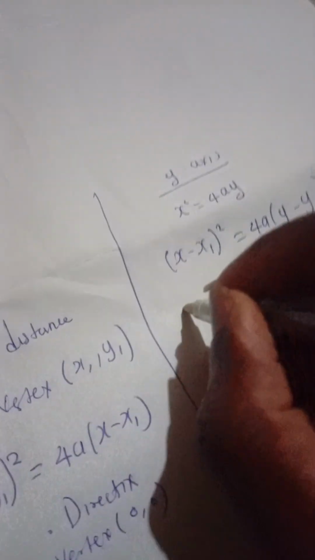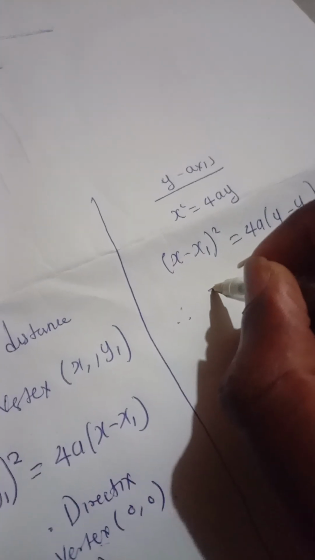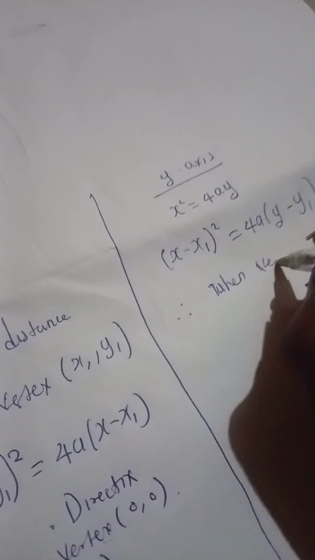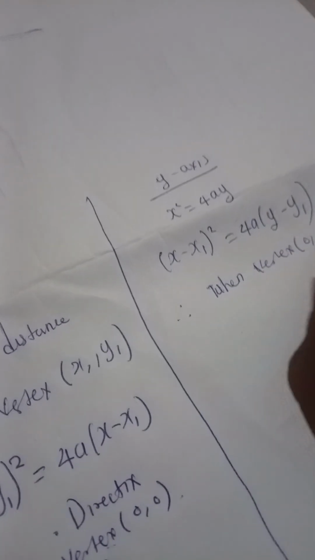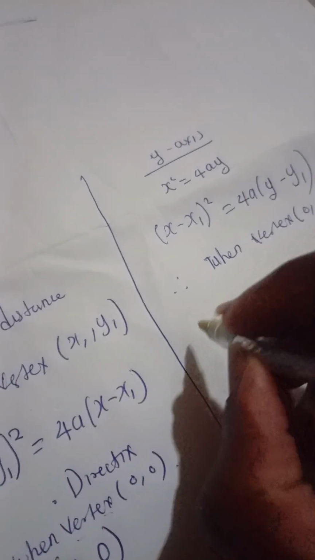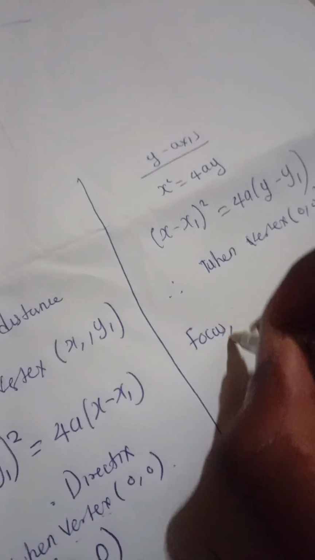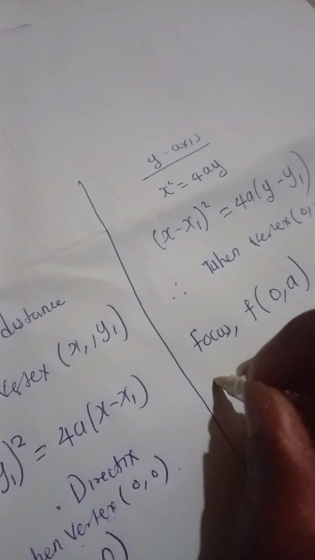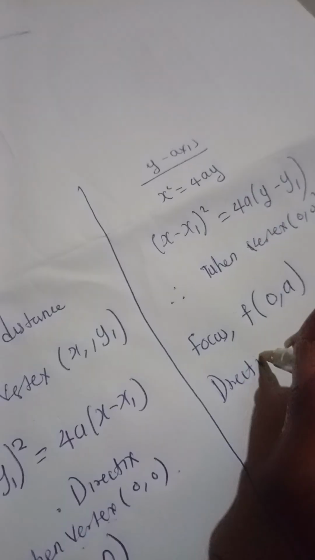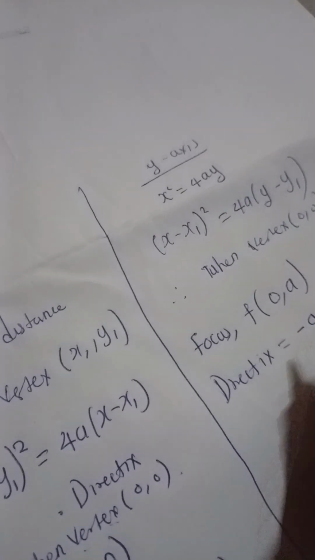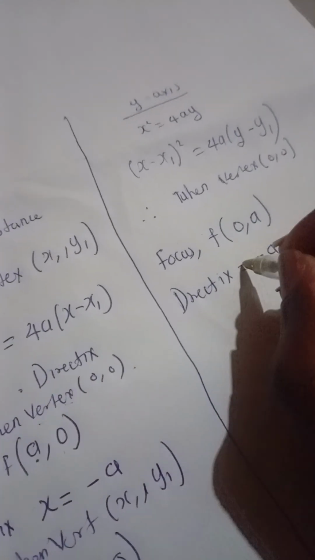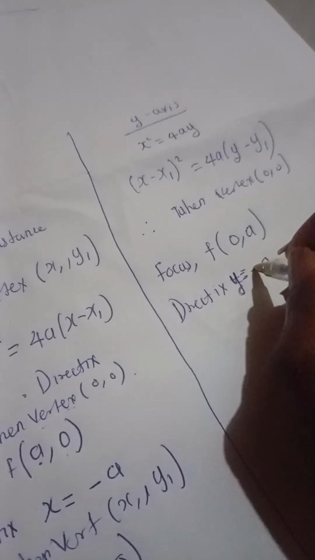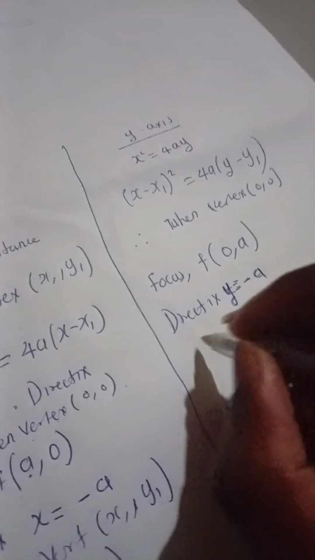Let's go over here. The focus when the vertex is (0, 0), you will have focus F (0, a), and the directrix is still minus a. This now will be y equals minus a.